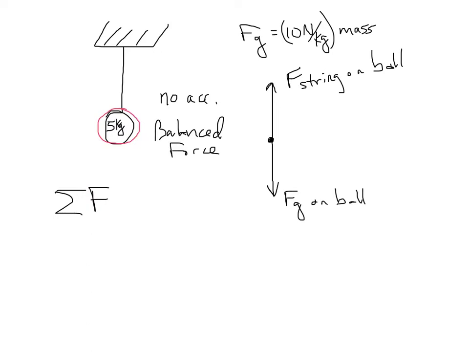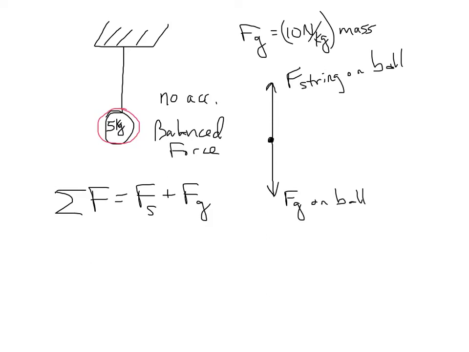Well, we have two forces here. We have the force of string on the ball, and we have a force of gravity on the ball. So we will simply add those together. That is the sum. Force of string, we'll just abbreviate with S, force of string on ball, and force of gravity on ball. That is our summation. Now the next question is, what is that summation equal to?